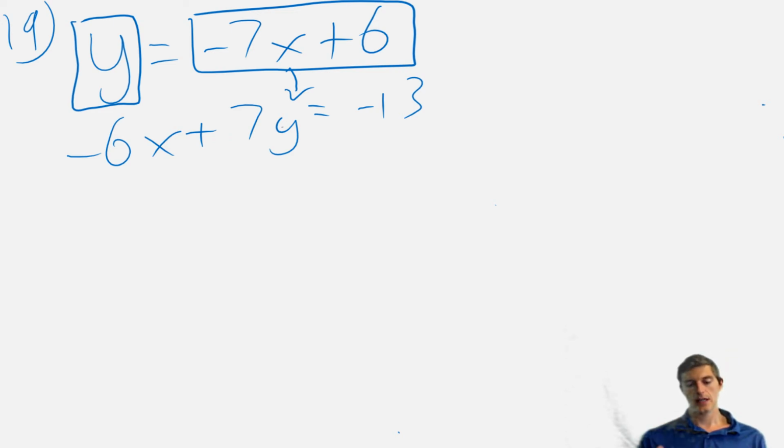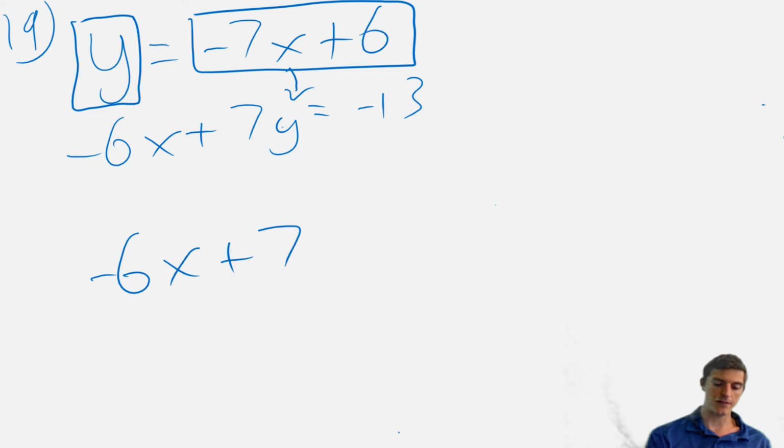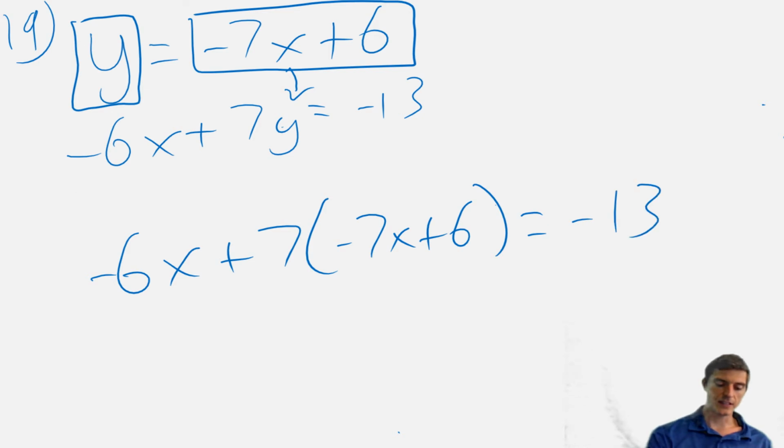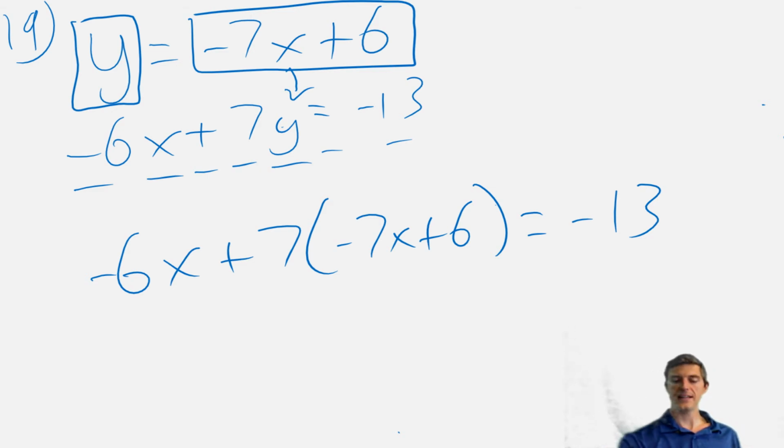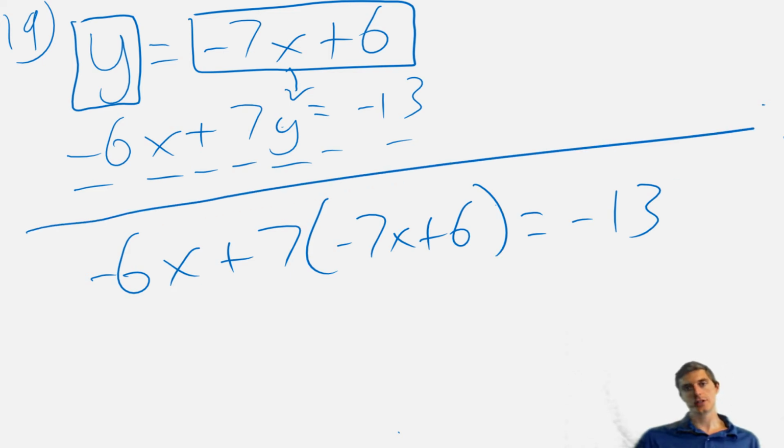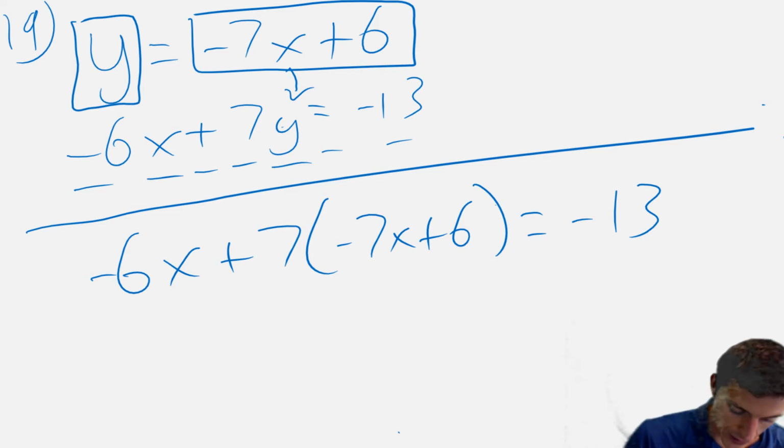The point of doing this is we go from two equations that each have two variables to one. If I swap this out for that y, watch what that bottom equation becomes. It becomes negative 6x plus 7 times negative 7x plus 6 equals negative 13. See, it's negative 6x plus 7y, where that's the y, is equal to negative 13. So this is really the whole skeleton of the bottom equation, but I just plugged in that top equation for y. Now I have one equation, and that one equation only has one variable, which means I can solve it. So I'm going to distribute.